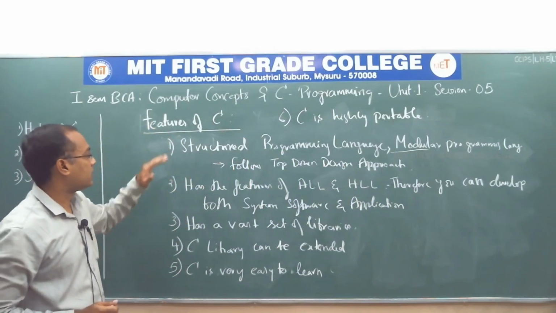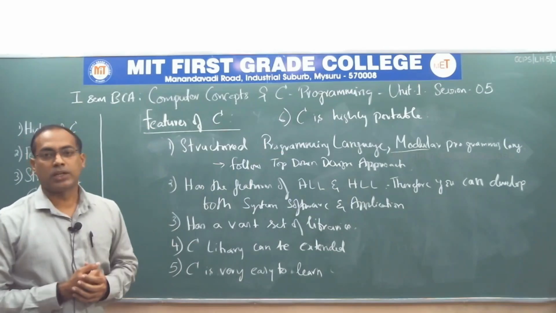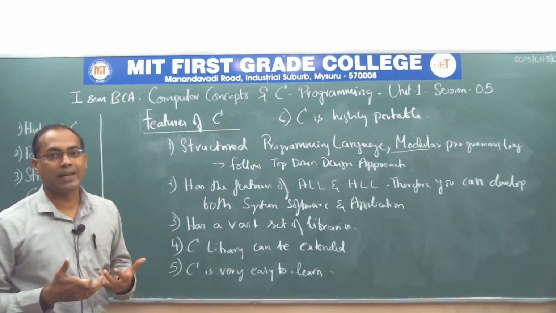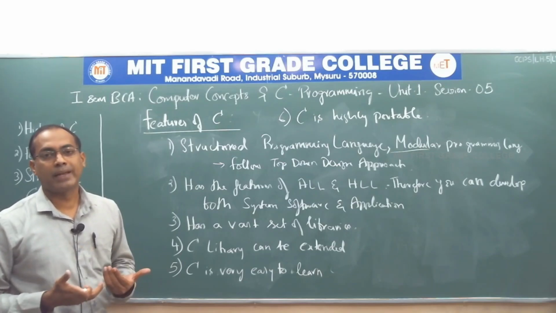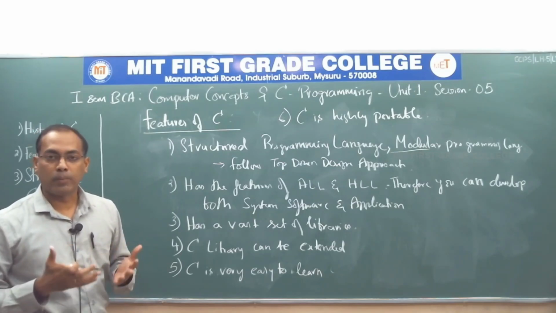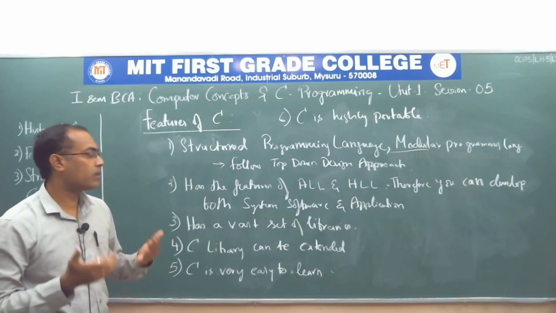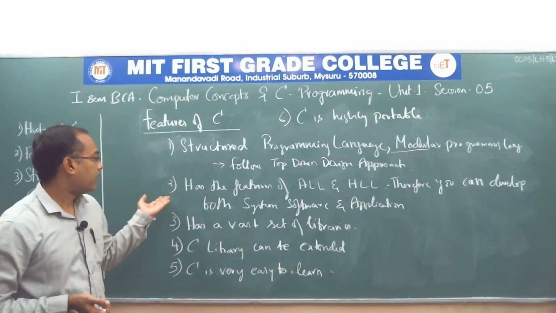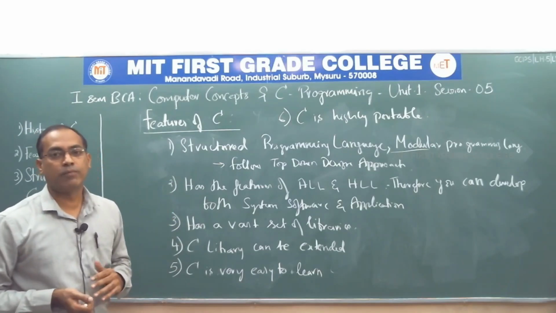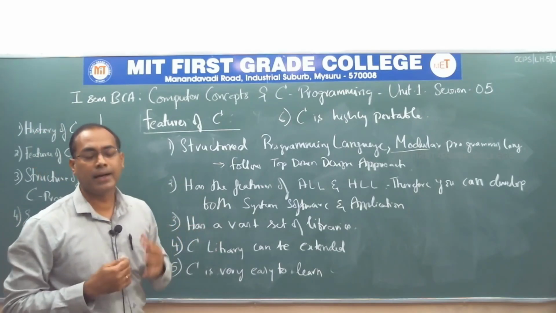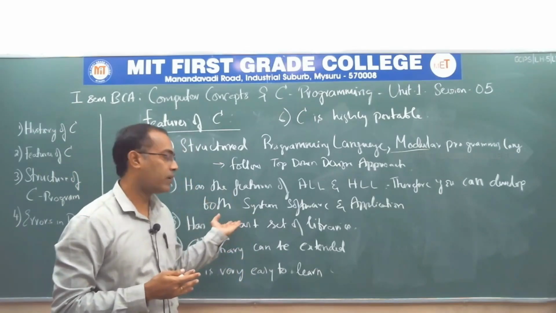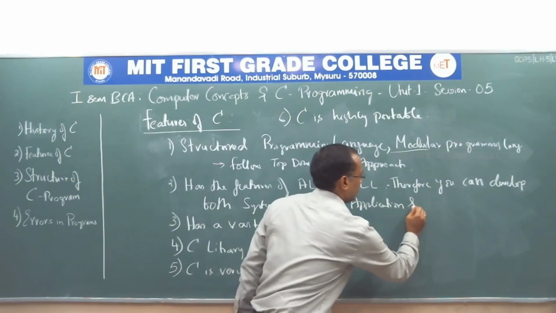Once again, I will just revise. C is a structured programming language, which means that it is a modular programming language. With the help of modular programming, you can manage the problem easily as well as the code, and you can debug easily. And next, C has the features of both assembly level language and high level language, which makes it very suitable for developing system software and application software.